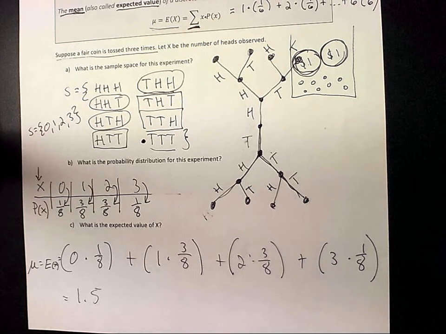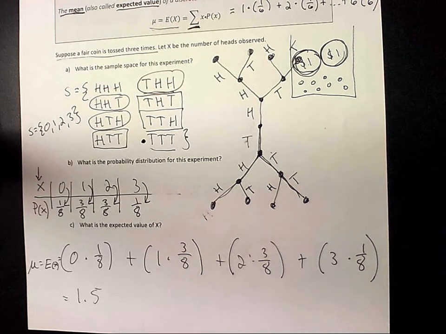So x is the number of heads observed. You're trying to say that heads will come up 1.5 times? Yeah, exactly. Think about it like this. If I say we're going to flip a fair coin twice, how many heads would you expect?